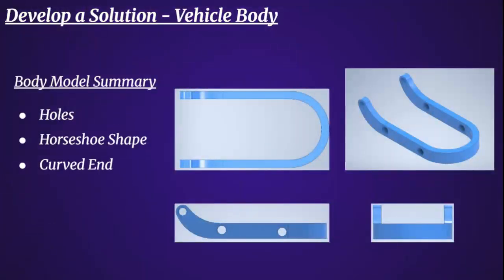When I moved on to the next step, which is developing a solution, I jumped into Inventor and began modeling the parts that I sketched. My body remained at a 1 to 1 from my sketch, keeping the same features and the same three hole placements, which would be for my axles to slide through.